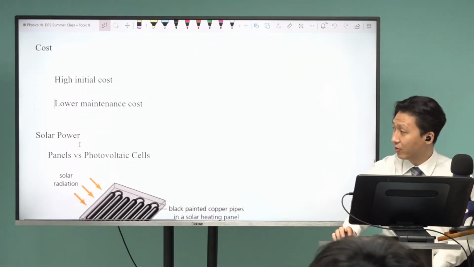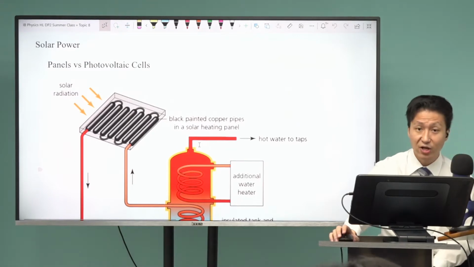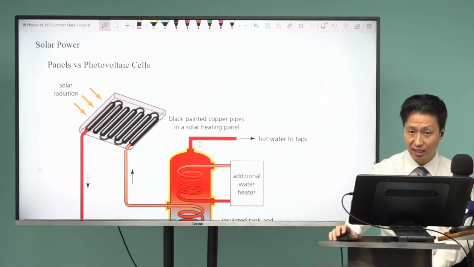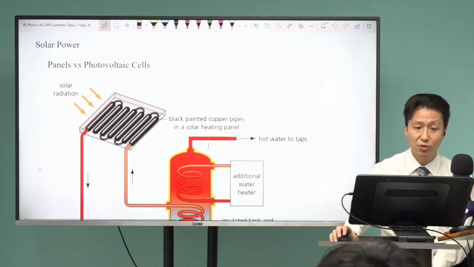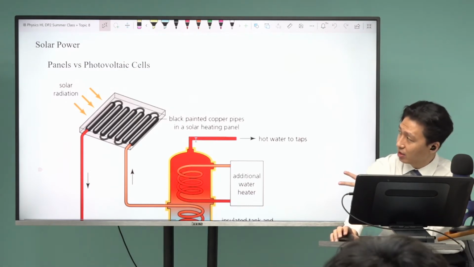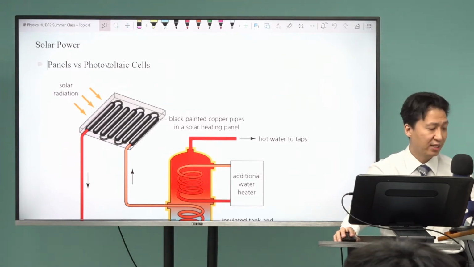So the next type of power we're going to talk about is solar power. And here, you also have to be very careful with the vocabulary, right? Because we normally think of solar panels as the panels that create electricity. And IB is very particular about the words you use. So here we're going to separate normal solar panels from photovoltaic cells.